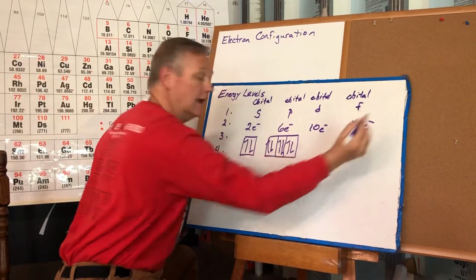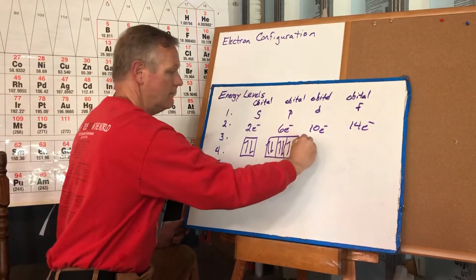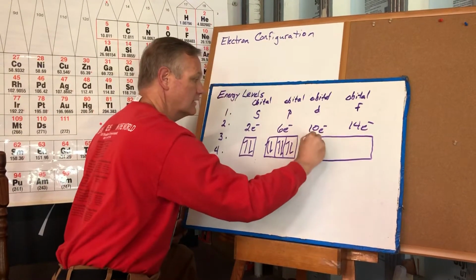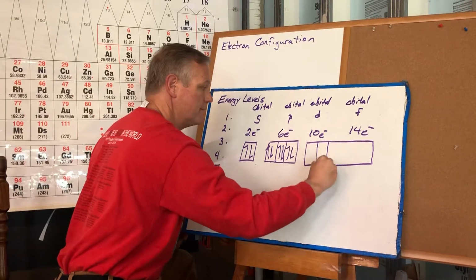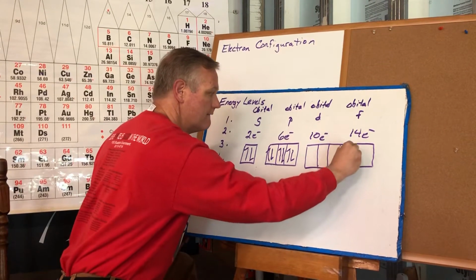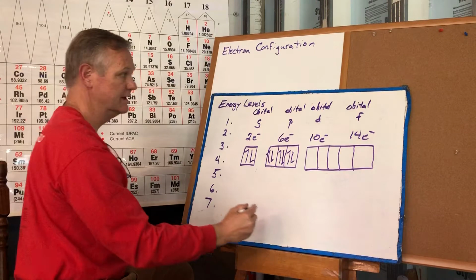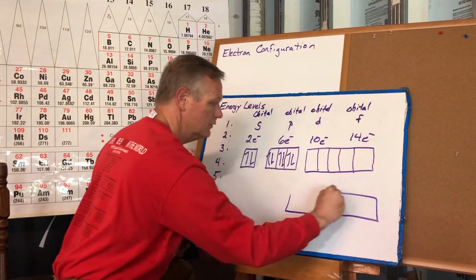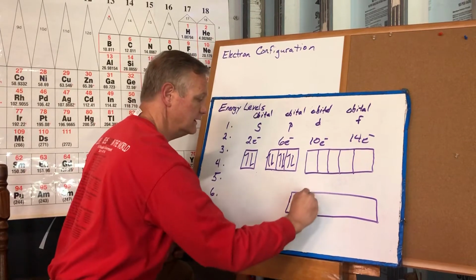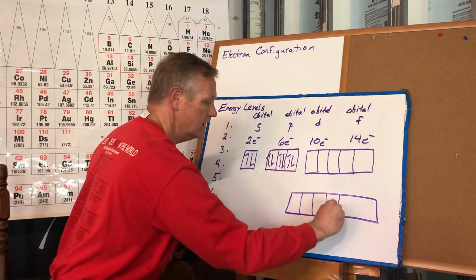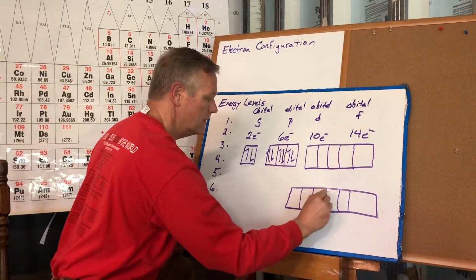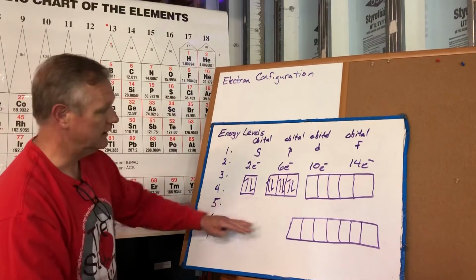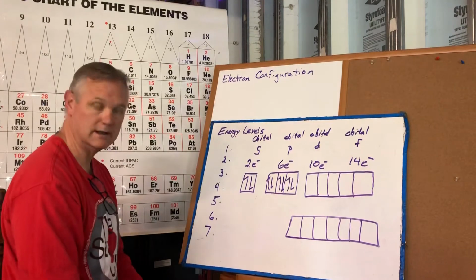14 electrons. So if I drew out my d orbital, if I had 10 electrons, that means I would have to have 5 orbital boxes. If I drew out the f orbital, since it has 14 electrons, it would have to have 7 orbital boxes, and that would give us a total of 10 or 14.